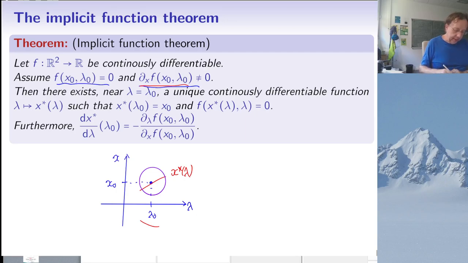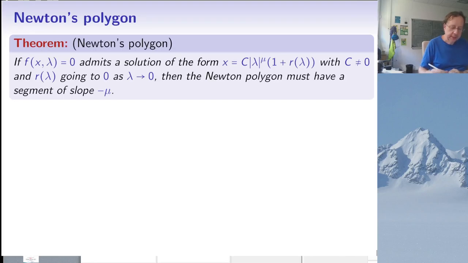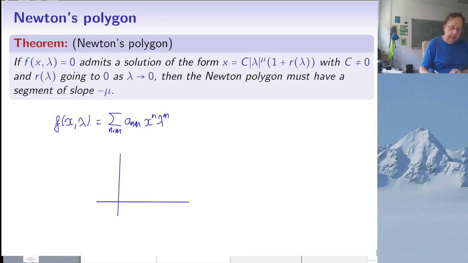And the other result I gave is called Newton's polygon, and it says that if I have an equation, so a function f of x lambda, which has a certain Taylor expansion, so some coefficients a n m x to the n lambda to the m, and I plot the points in the n m plane where a n m is different from zero. So I have graduations like this, and I have a certain number of points, maybe here and here and here and here and so on, where a n m is different from zero.